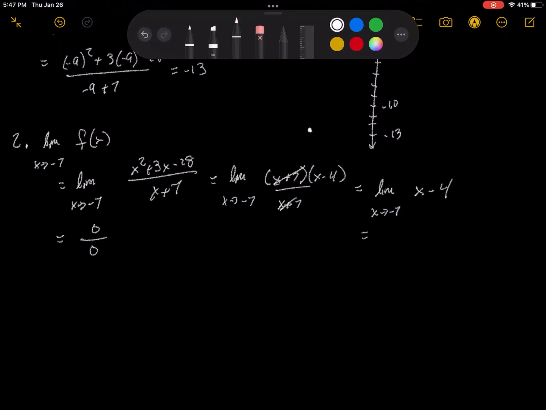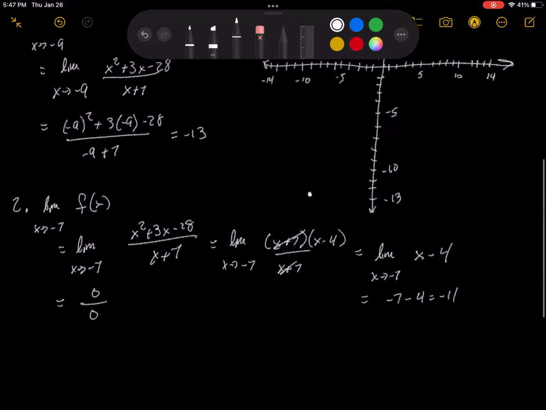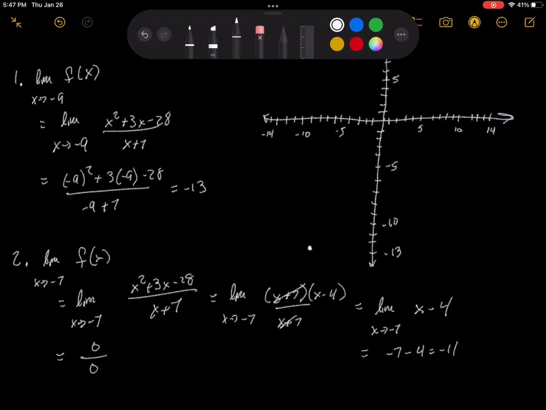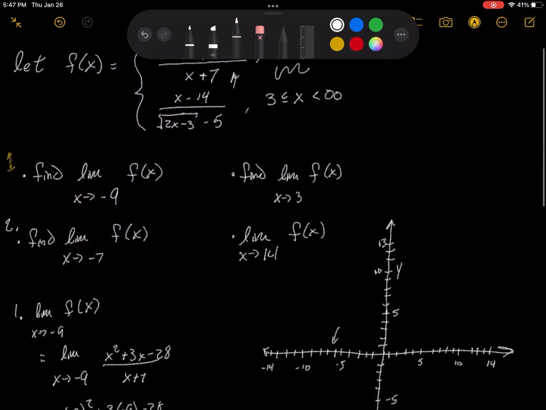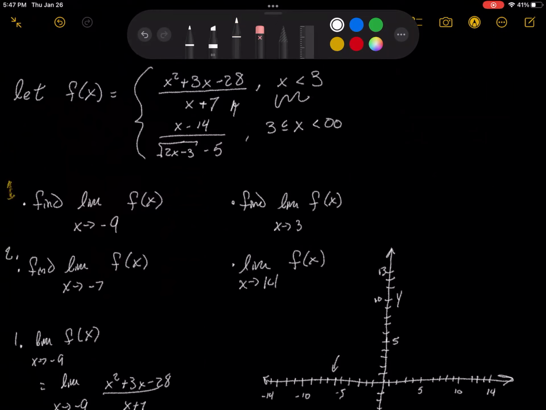Via direct substitution, -7 minus 4 gives us -11. So as x gets close to the value -7, our function gets close to the value of -11, but it never actually fills in that circle. And like we said, this function continues as a straight line with y-intercept -4 all the way up until 3.